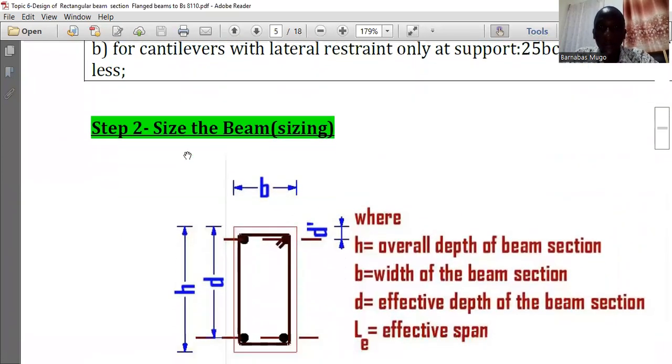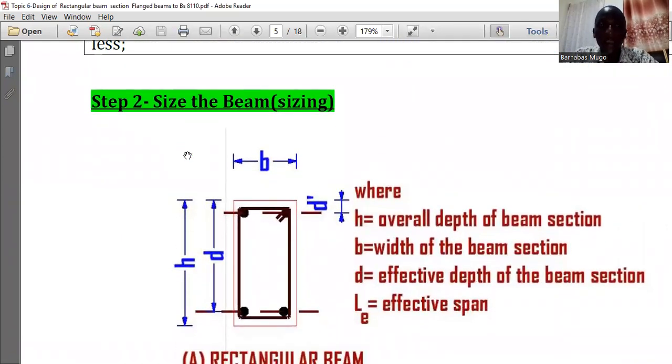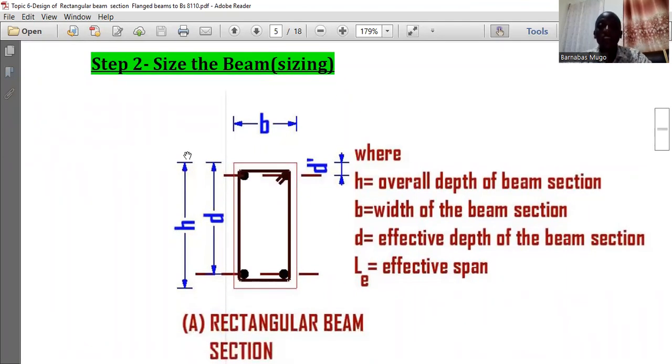Then the second thing that we need to know when we are designing is to be able to size the beam. Sizing the beam means that we are determining the breadth, B, which is the width of the beam section. We are determining the value of H, which is the overall depth of the beam section. We are determining the D, which is the effective depth of the beam section. And we are also determining the LE, which is the effective span. The effective span is the distance between the two supports, the center of the two supports.